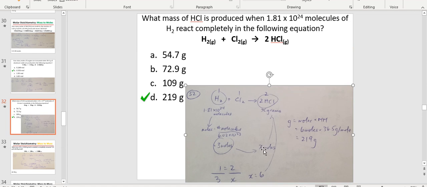And then once you get, so the answer here is going to be 6 moles. But that's not what they're asking for. They're asking for grams. So then you change X moles into grams. Grams is equal to moles times molar mass. Moles is 6 moles. The molar mass of hydrochloric acid is 36.5, which is equal to 219 grams.